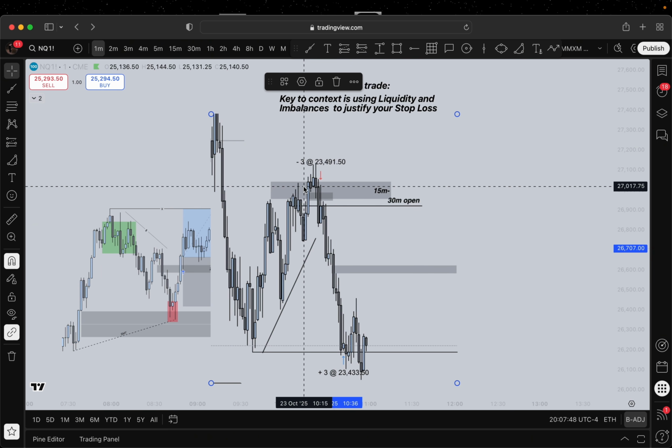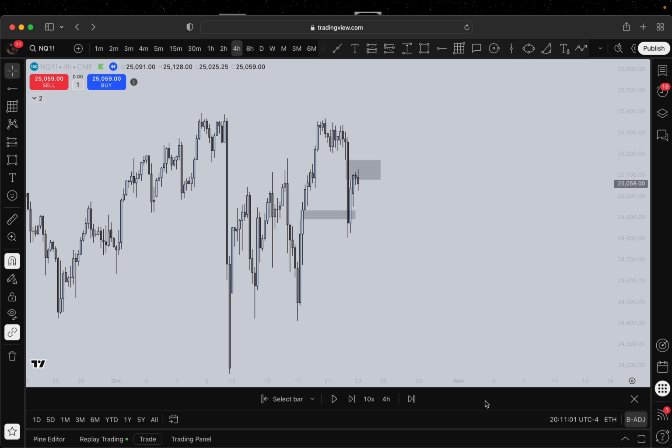I have a few more examples. Let's get into those. So this is going to be the final example, but definitely the most important.